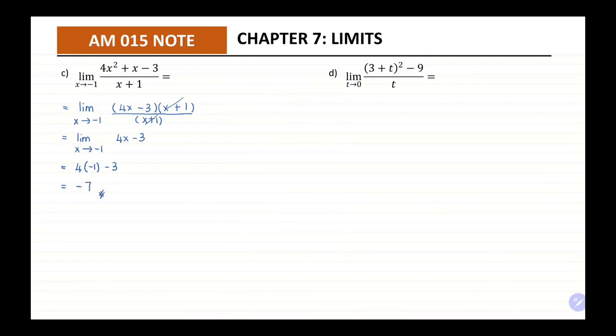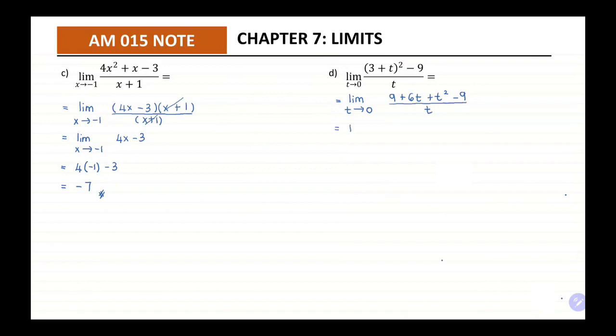And the last question for factorize, we have the limit as t approaches 0 of ((3 plus t) squared minus 9) divided by t. First, we try to substitute t equals 0 into the function, so we get 9 minus 9 over 0. So we get 0 over 0, which means we can solve this one. We need to use factorize. We expand first. So we get 9 plus 6t plus t squared minus 9 over t.